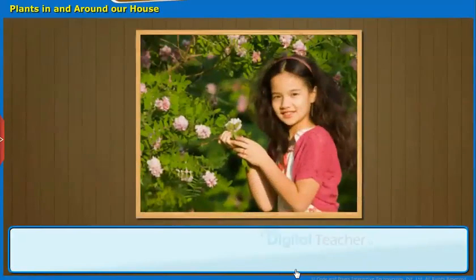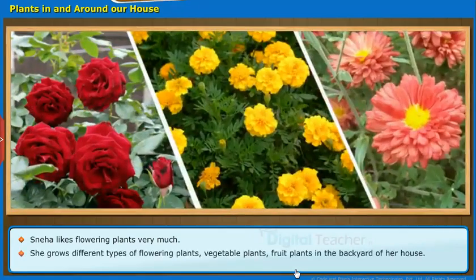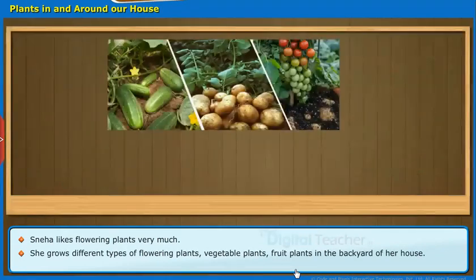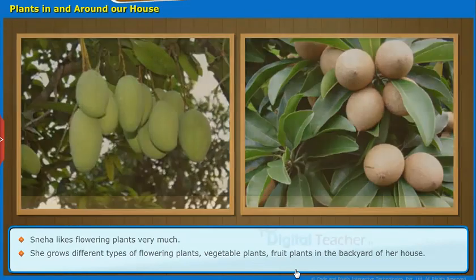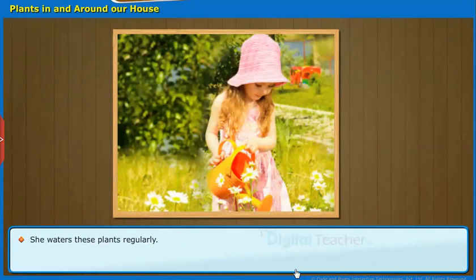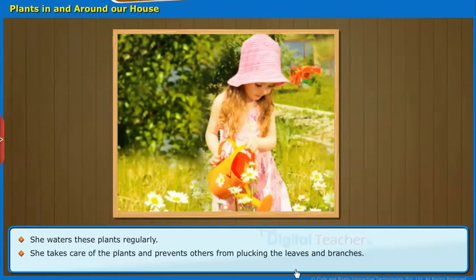First, let us start our chapter by studying the plants around us. Sneha likes flowering plants very much. She grows different types of flowering plants, vegetable plants, fruit plants in the backyard of her house. She waters these plants regularly. She takes care of the plants and prevents others from plucking the leaves and branches.